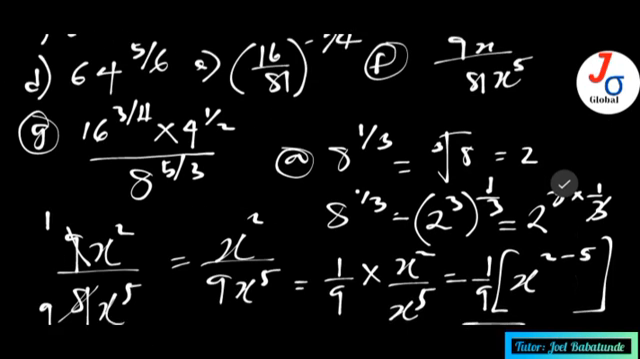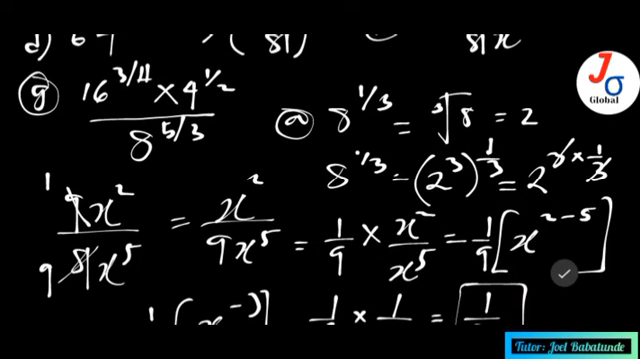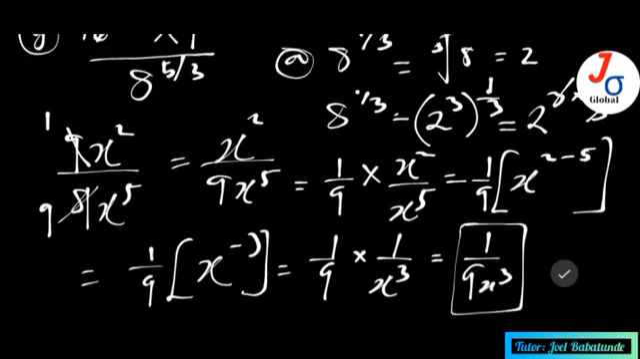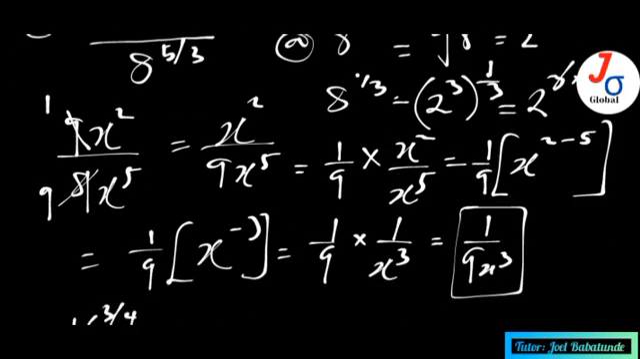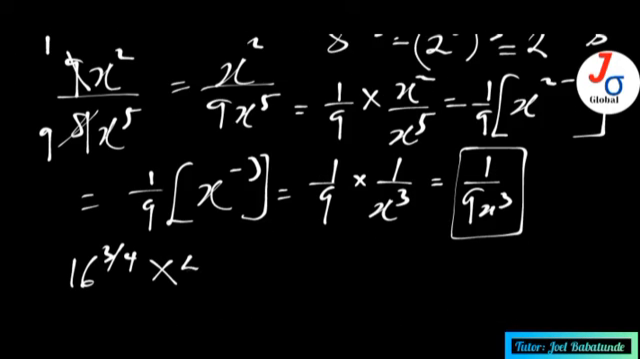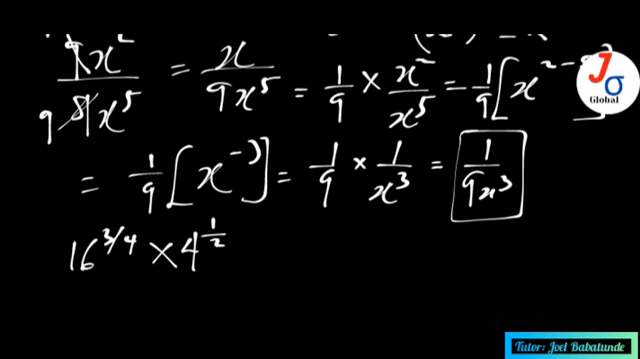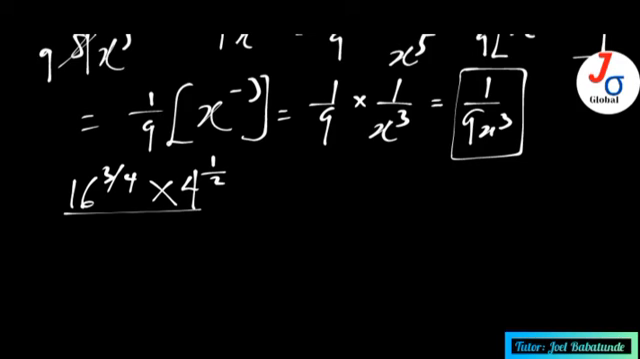So let's take our last question for today. You have 16 raised to the power 3 over 4, then multiplied by 4 raised to the power of half, then divided by 8 raised to the power of 5 over 3. Okay, so how would I do this? So this is 16, this is 4, this is 8.